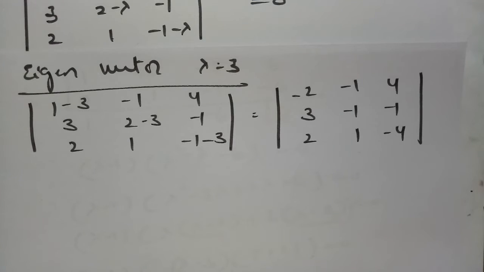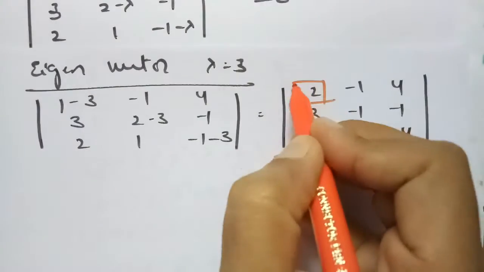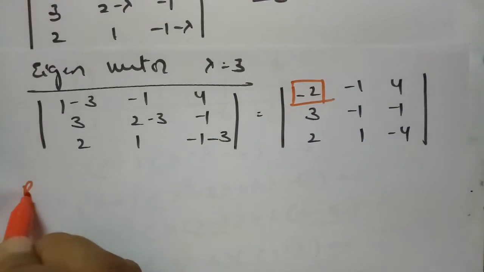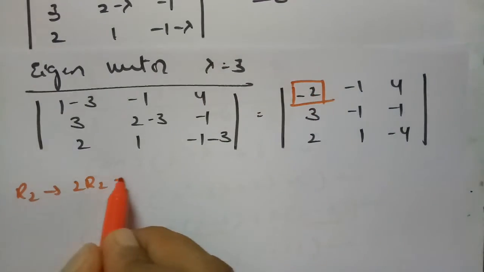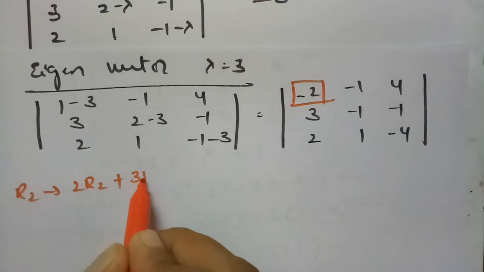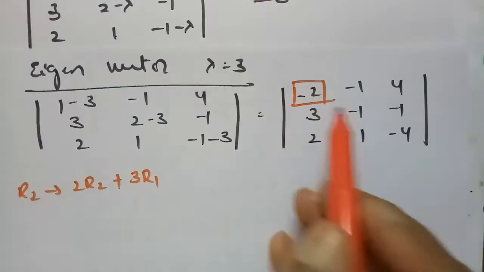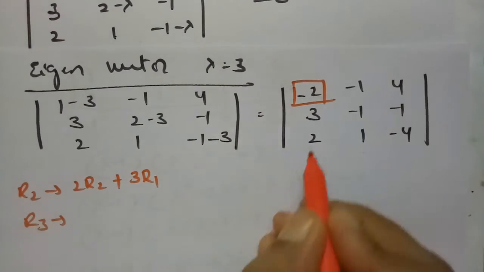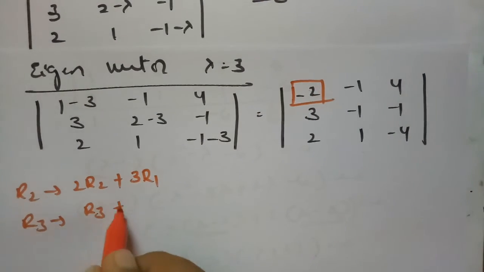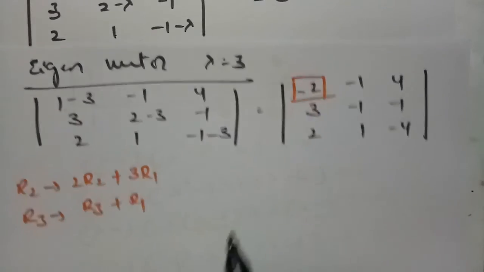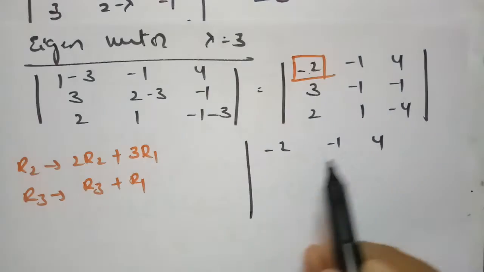Now I have to use this first diagonal element to make these two 0. So first, using this, I have to make this 0. So R2 will be, I have to multiply with 2, that is 2 R2, and add 3 R1. So I have to multiply with 2 and 3, and add up. Then R3 is very easy. Using this, I have to make this 0. So if I add both, that is R3 plus R1. R1 I am not disturbing, so this will be -2, minus 1, 4 as it is.